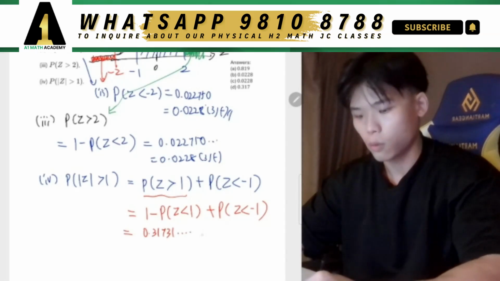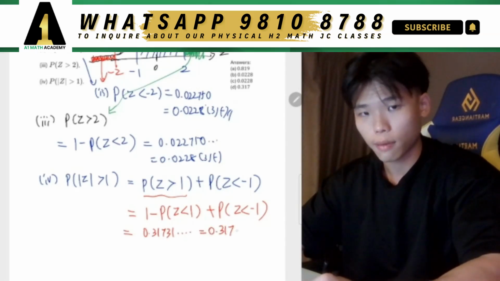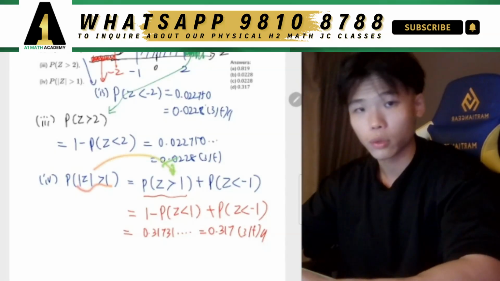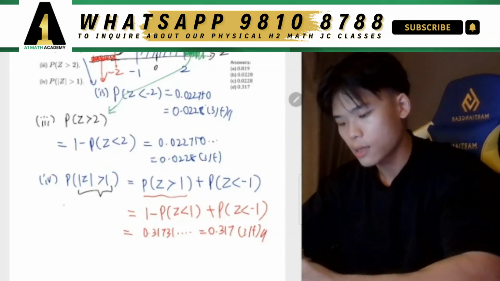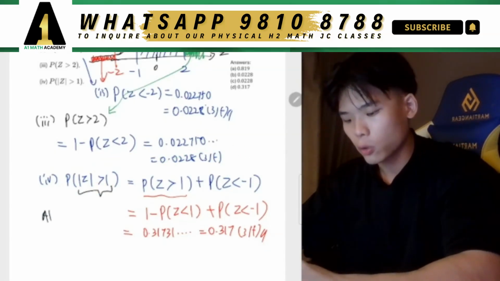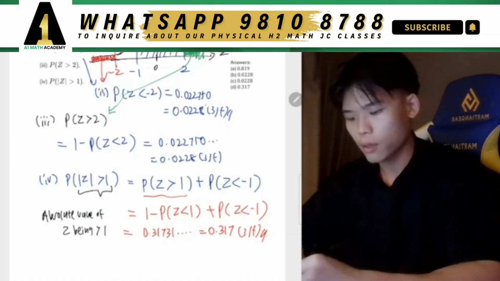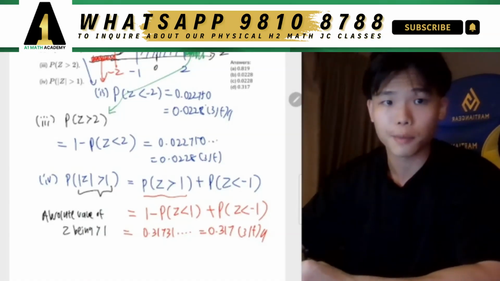0.31731... which is 0.31723 to 5 significant figures. Just a recap: why is this equal to this? This over here means the absolute value of Z being bigger than 1. When you have a modulus sign, it means absolute value.